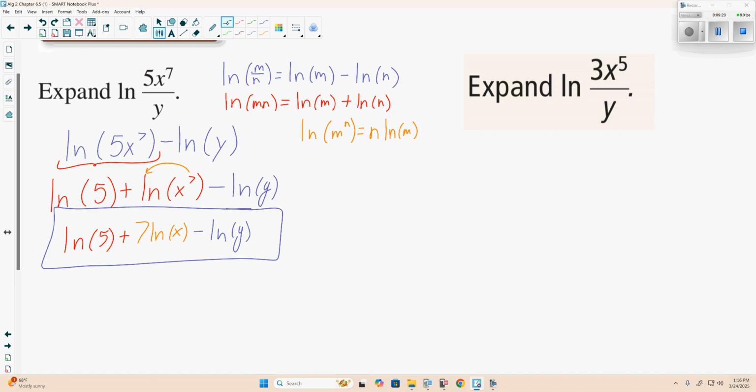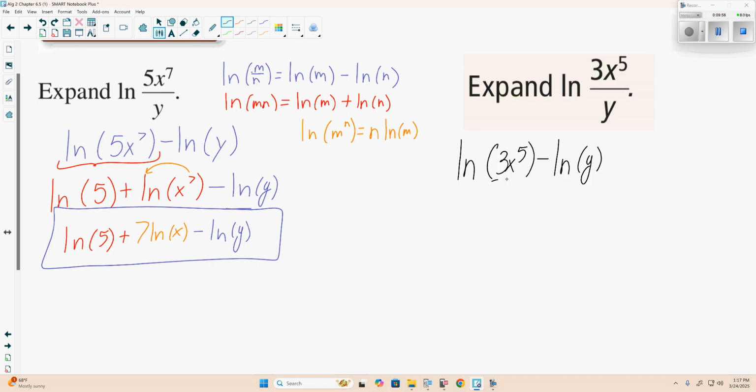So the next one here, we want to expand ln of 3x to the 5th over y. So our quotient would be first, and we would rewrite this as ln of what? ln of 3x to the 5th minus ln of y. Questions on this so far? So that's our only division.